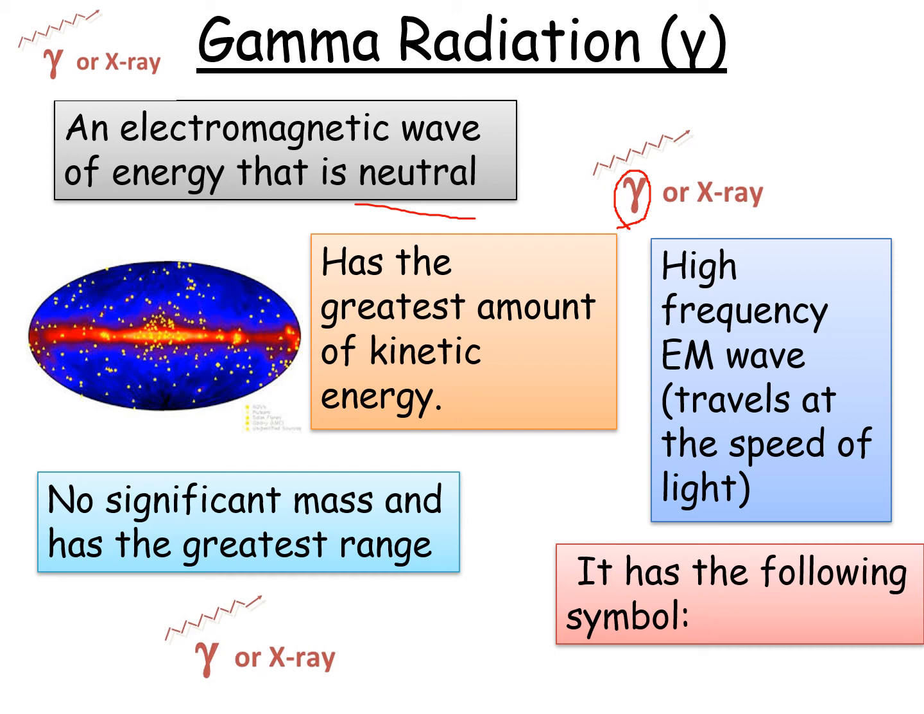There's no significant mass and it has the greatest range. So compared to beta and alpha, because it's a wave, it's not made up of a particle like beta or alpha, it has no mass and it also has the greatest range. And as I said, the symbol for gamma is like a curly Y. This is how we usually write it.